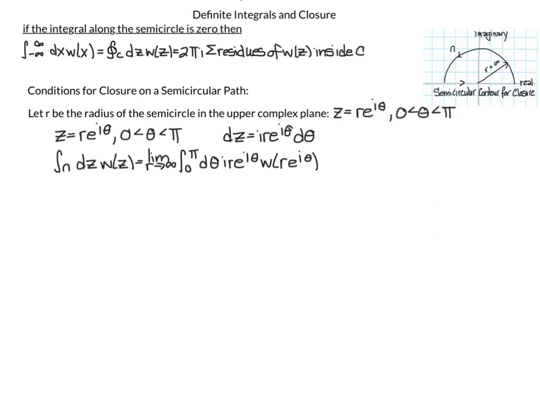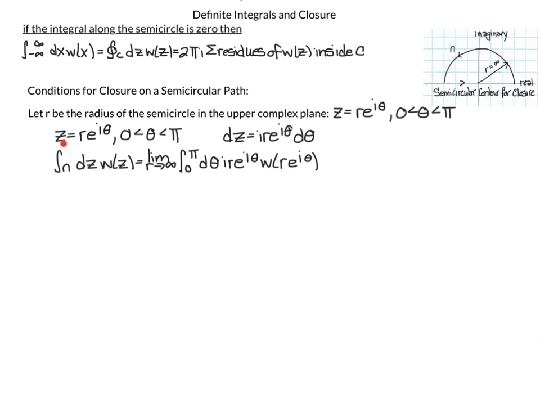We will start by letting R be the radius of the semicircle and taking the limit as R approaches infinity, and it's in the upper complex plane. z then becomes R e to the i theta, where theta goes between 0 and pi. Over here we have theta equals 0. We come over here to theta is pi over 2, to theta is equal to pi. Because we're in the upper half of the complex plane, theta only goes to pi. I've just rewritten that here.